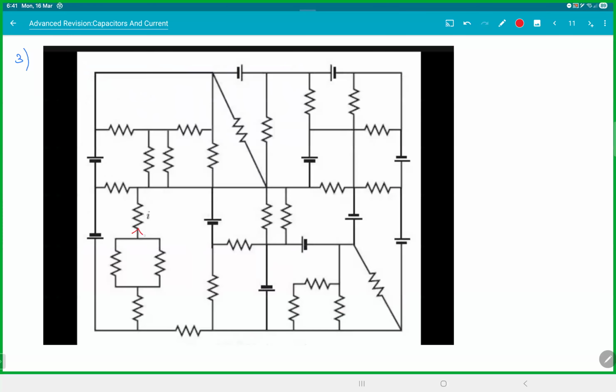Just find the current in this branch. All batteries are V. You should check out the notes. There are 2 questions like this. All batteries are V, all resistors are R. Find the current in that branch. This is more like a puzzle.